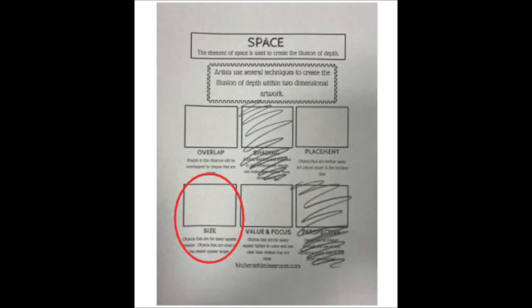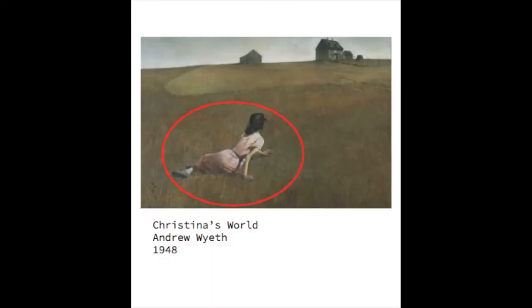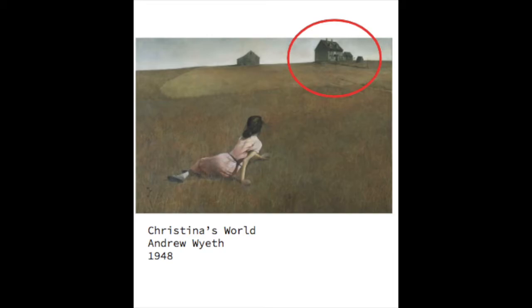We're going to look back at Andrew Wyeth's Christina's World, and when you look at it, the girl is a lot bigger than the house. That tells us that she is closer to us. And the house is very small, which tells us that it is far away from us.